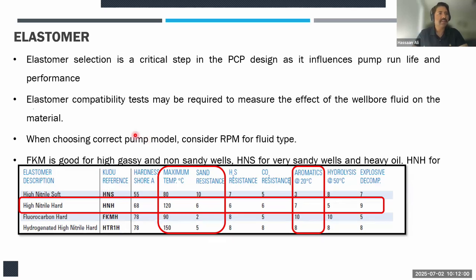Elastomer compatibility tests, as I mentioned earlier, are required to measure the effect of the wellbore fluid on the material. These tests are usually run over a couple of days to see the swell of the elastomer, because the elastomer will swell as soon as it comes in contact with the wellbore fluid. So we want to determine what that swell looks like and how much swell there is, because the higher the swell, the higher your torque is going to be, and we don't want that. Right? We want a sweet balance between the torque and the swell.